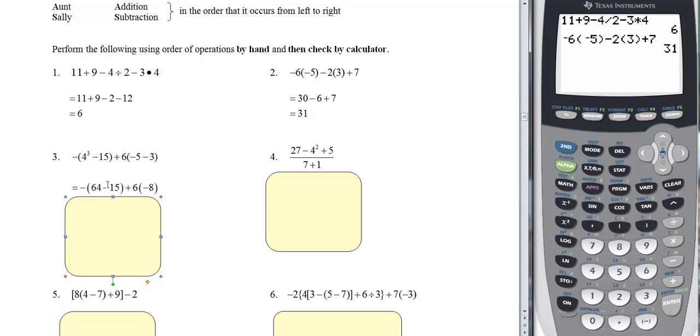So I've got to combine my parentheses. If you'll notice, I went ahead and did this one because it was in another parentheses, so I could do that. 64 minus 15, that would give me 49. So here's 49. I went ahead and did the multiplication here. Change sign.